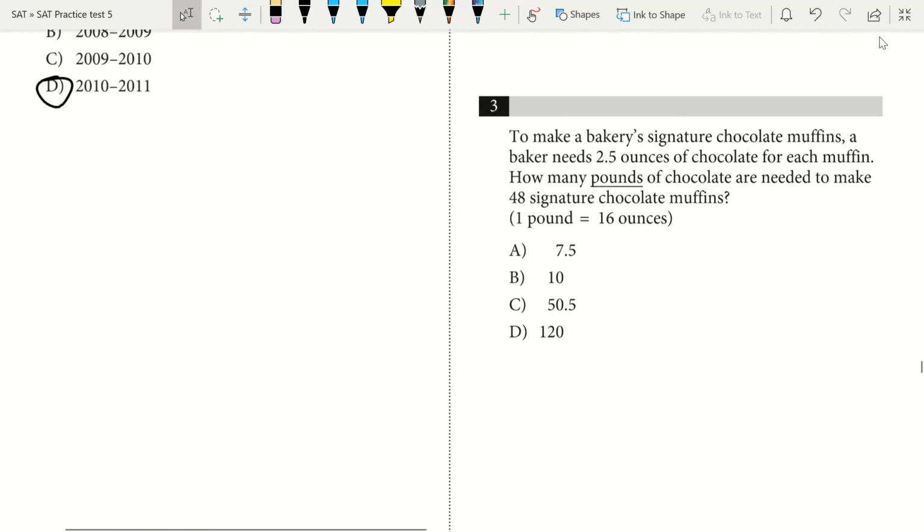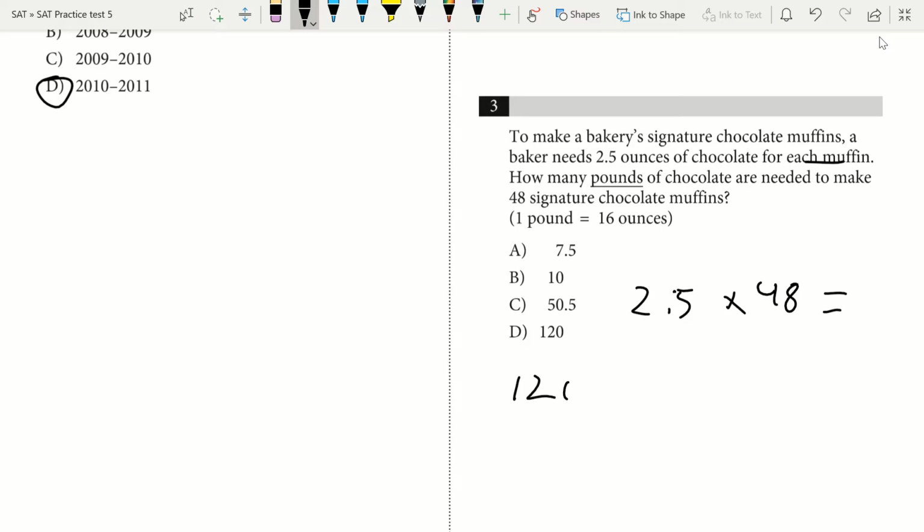Question 3. To make a bakery's signature chocolate muffins, a baker needs 2.5 ounces of chocolate for each muffin. How many pounds of chocolate are needed to make 48 signature muffins? Well, I have 2.5 ounces per muffin, and I have 48 muffins. So this gives me my amount of ounces. 2.5 times 48, I plug that into my calculator, and that gives me 120.